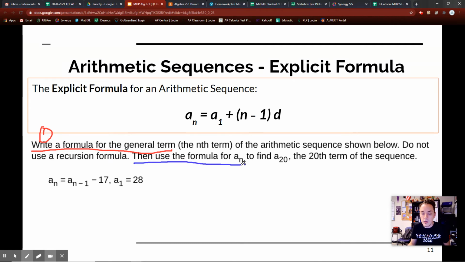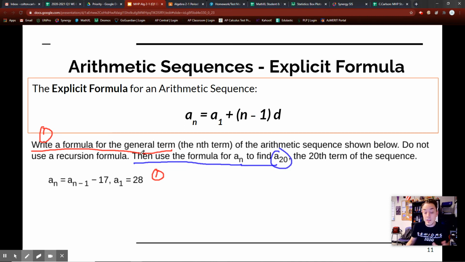Okay, use the formula to find a sub 20. What does this mean? Let's find out. Number 1, it's going to ask us to find the general term. The general term. What is the general term formula?